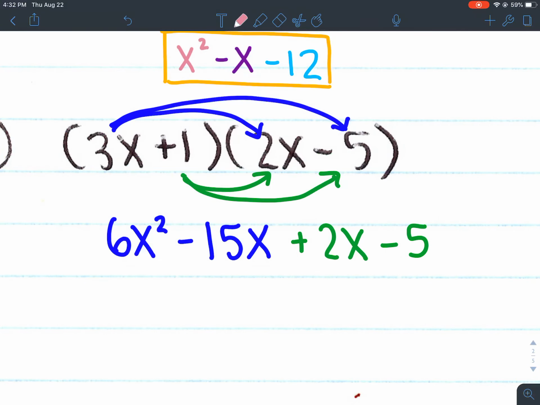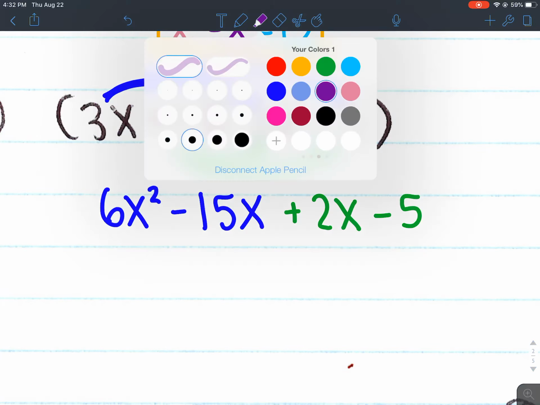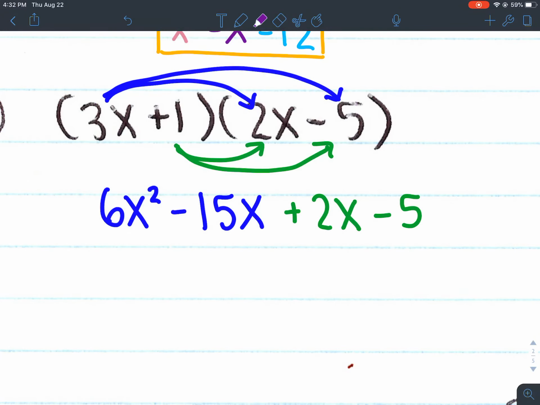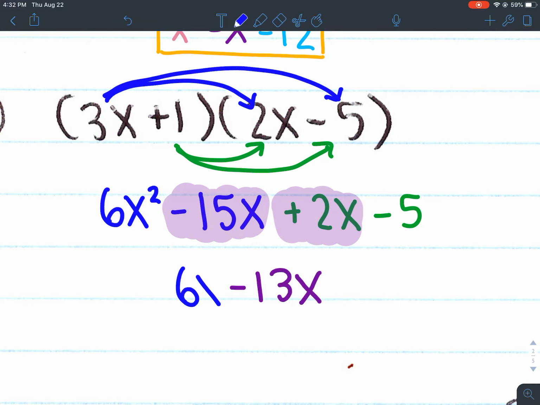And then next we have some like terms. Let's use purple like we have been. We have negative 15x plus 2x, which gives us negative 13x. And then we have 6x squared, and then minus 5. So those are going to stay the same. Now your like terms are not always going to be in the middle, but you will usually have like terms if you're double distributing. They just might be on the outside. So it just depends.